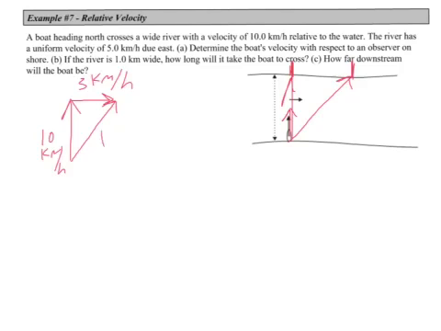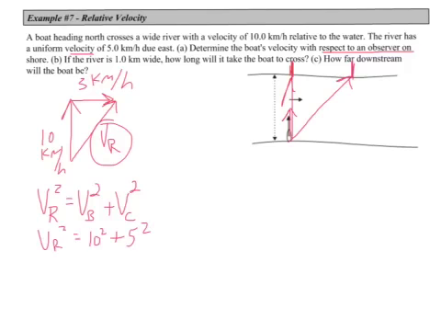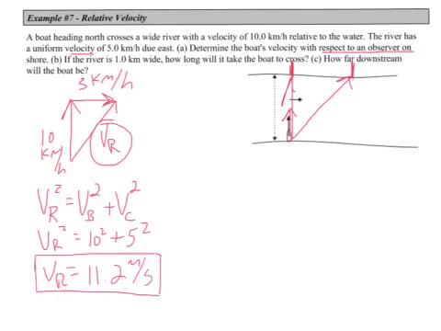So what we want to find, when it talks about finding the velocity with respect to an observer, we're looking for this resultant velocity. To find that, we'll just apply the Pythagorean theorem like we learned with our lesson on vectors, and we get VR squared equals 10 squared plus 5 squared, giving us a resultant velocity of 11.2 kilometers per hour. So here is our resultant velocity of the boat across the river. That's how fast it would seem to an observer on the shore that the boat is going.